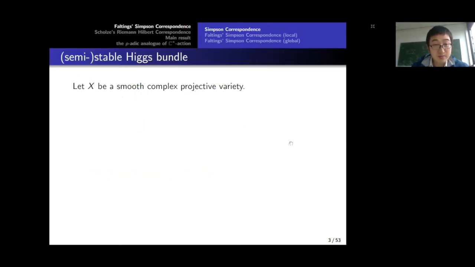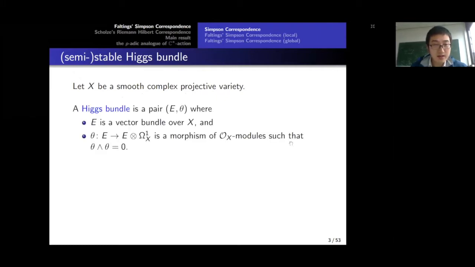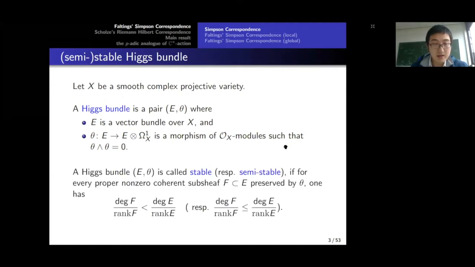Let X be a smooth complex projective variety. A Higgs bundle is defined to be a pair of a vector bundle together with an endomorphism of this vector bundle with value in Omega 1, which satisfies this integrable condition. And a Higgs bundle is called stable if for every proper subsheaf F, which is preserved by this Higgs field, the slope of this subsheaf is strictly smaller than the slope of E.